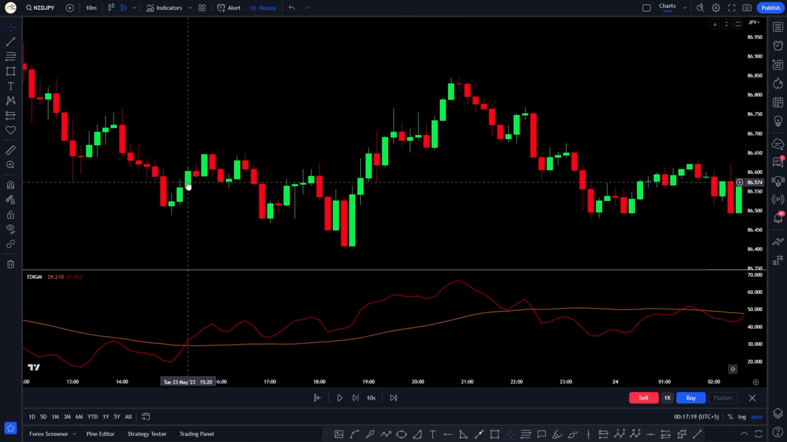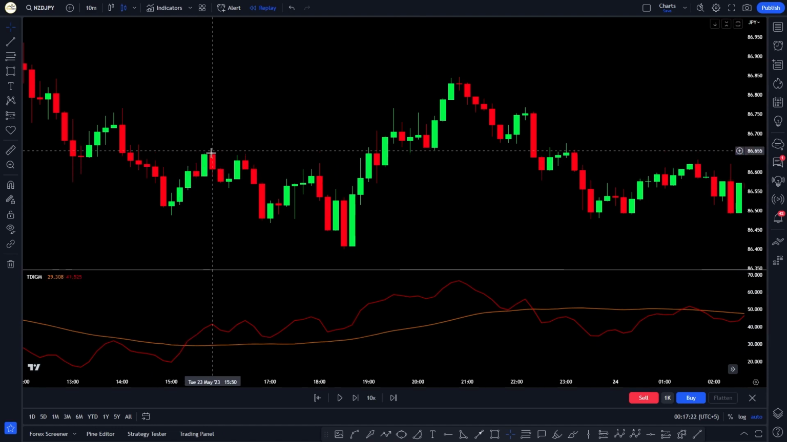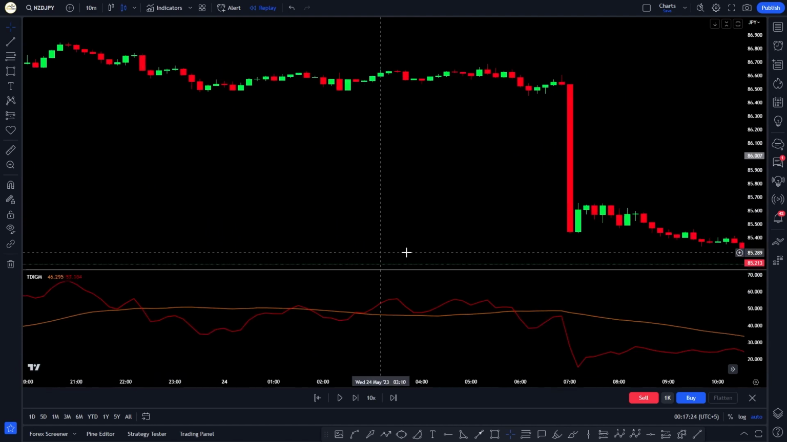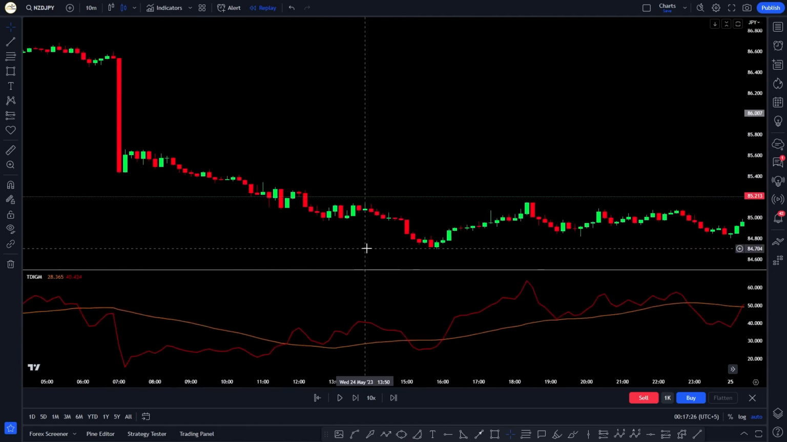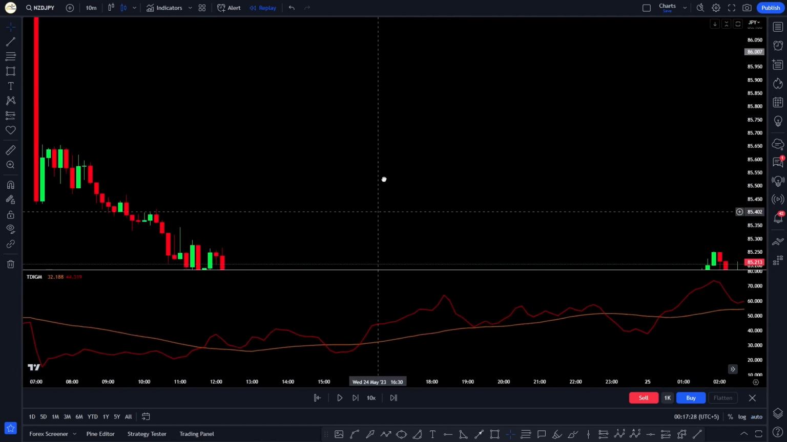For example, here you can see the crossover happens and the market moves in the upward direction, but there are a lot of false signals as well. So we'll see how we can avoid those false signals later in the strategy.